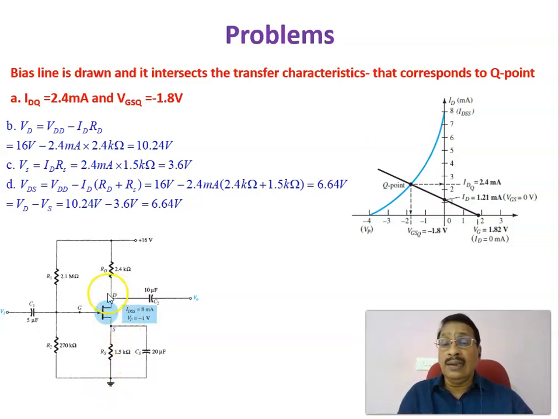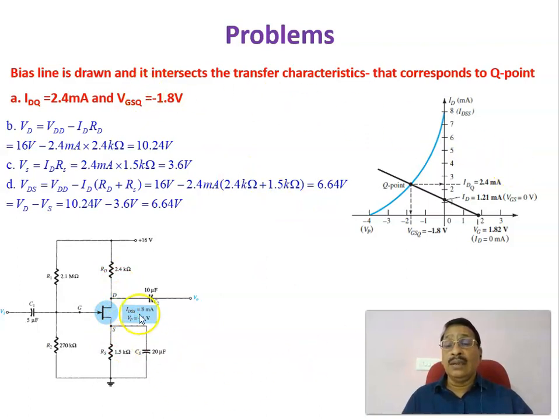respect to the ground. Then the voltage between the drain and source is this voltage with respect to ground minus that voltage with respect to ground, or VD minus VS, which is equal to 6.64 volt. It can also be found by this equation, VDD minus the drop across this one and the drop across this one. Then you get the drain to source voltage at the operating point. Therefore, this is the VDSQ, this is IDQ, this is VGSQ, and these are VD and VS, the voltage at the drain and the voltage at the source.